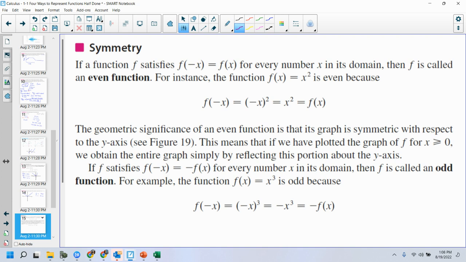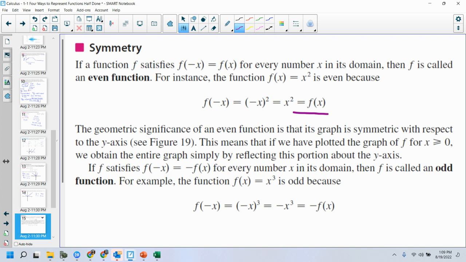The best example I can give you is just x squared, right? What happens if I plug in negative x? Well, the negative gets squared out, so it just becomes x squared, which is the same as f of x, right? If I plug in f of negative x, it turns into x squared. If I just say f of x, that's also x squared. If f of negative x is equivalent to f of x, then it has an even symmetry.